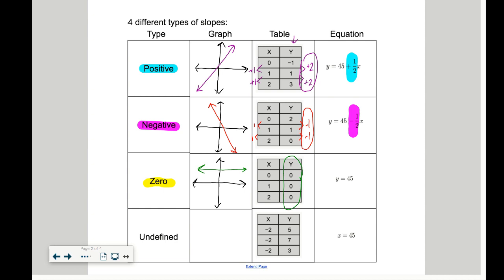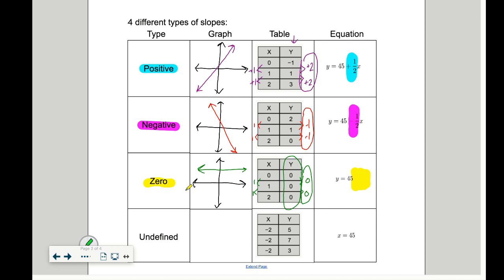Because what's the difference between 0 and 0? It's 0. 0 and 0, it's 0. And again, these are still 1. And so that tells me my slope is 0. And if you look at the equation, there's no x. There's nothing there. So it is a 0 slope.